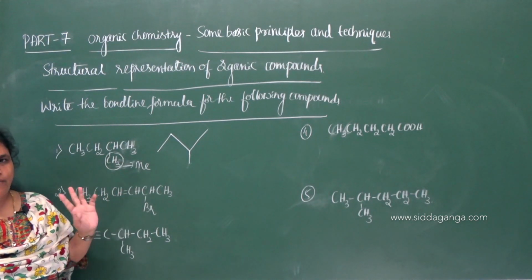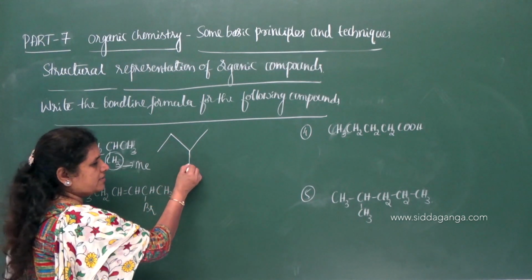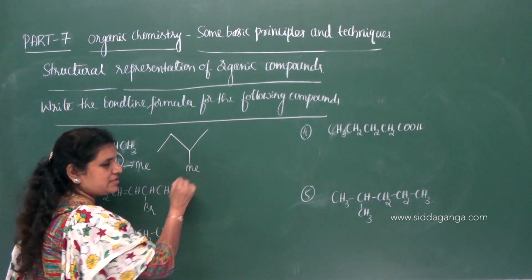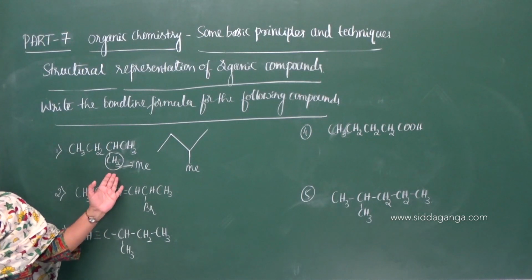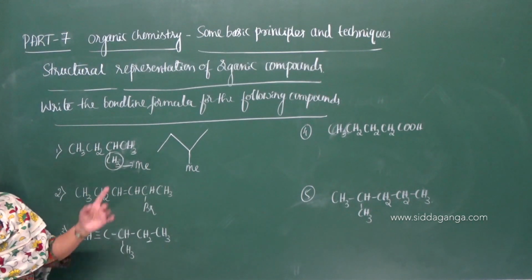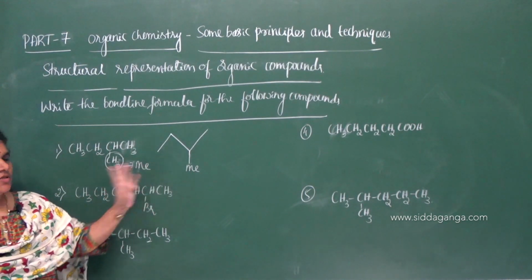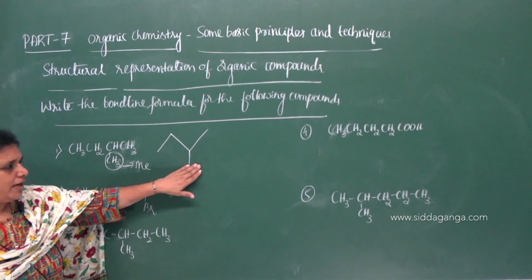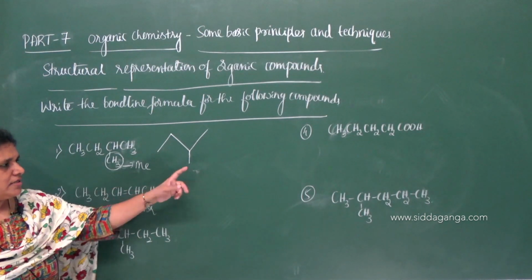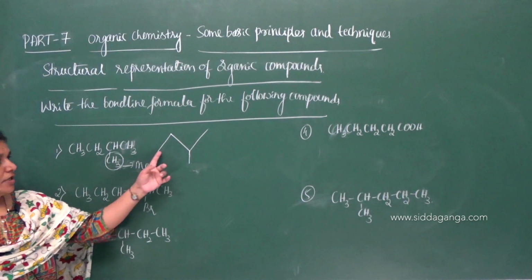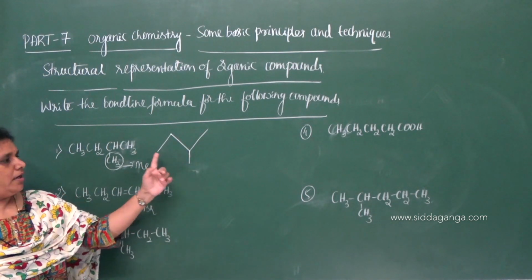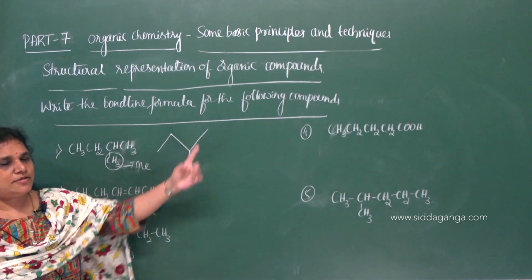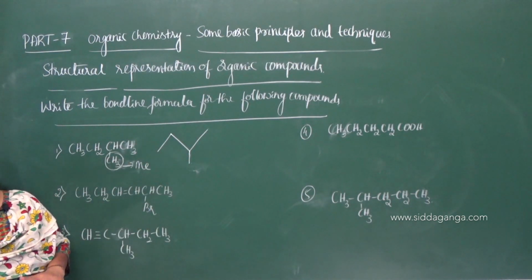Therefore it is ME, so we need not write CH3. In some cases you can also write ME. ME stands for methyl group, and this is the abbreviation that we can use. If you are not writing this also, it indicates a methyl group, because terminal ends are nothing but CH3 units. Here is also CH3, here is also CH3, and here is also CH3.